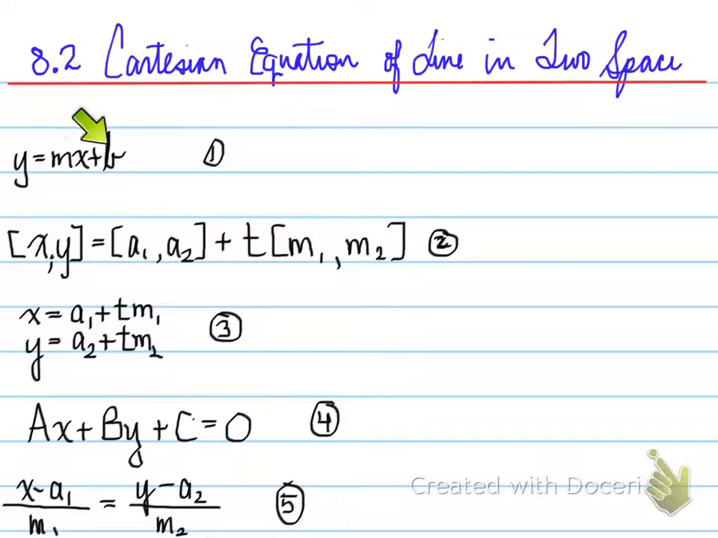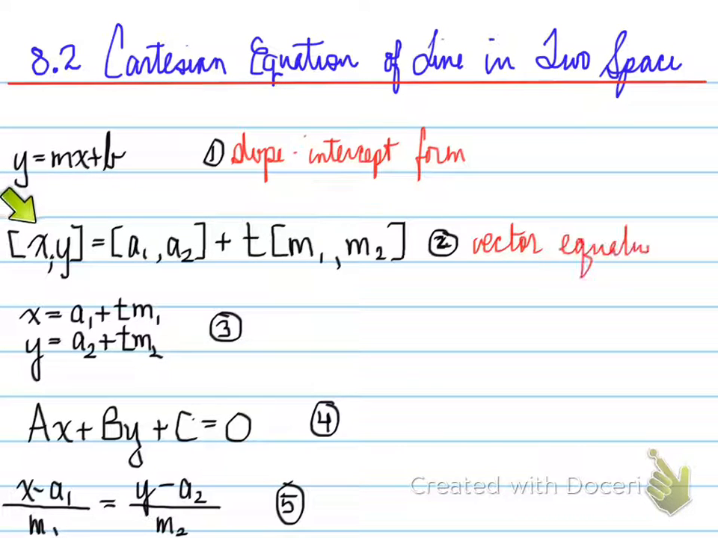The first form is the one you were introduced to in grade 9. That is known as the slope-intercept form. The next form is one we just learned in the previous section, which is the vector equation of a line. The next form is also one we just saw, and it's known as the parametric equation.